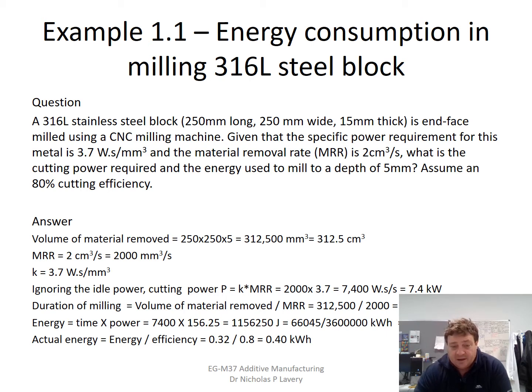So our energy is 1,156,250 joules, divided by 3,600,000 to get kilowatt hours, gives us 0.32 kilowatt hours. So the actual energy is the energy divided by the efficiency. So we say 80% efficiency is 0.8, so our actual energy is 0.4 kilowatt hours.